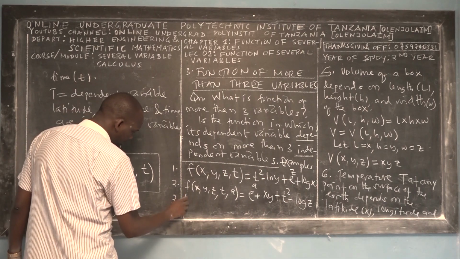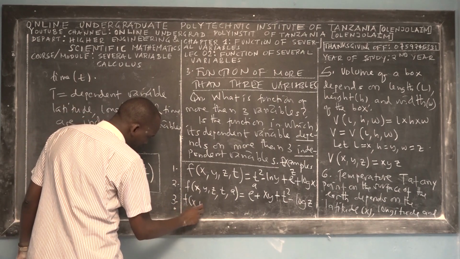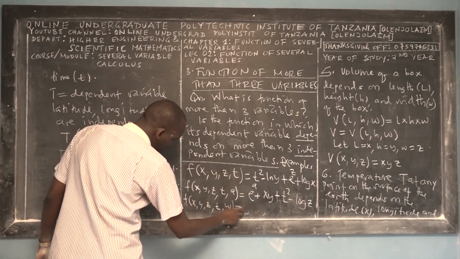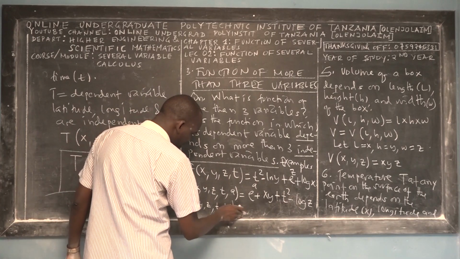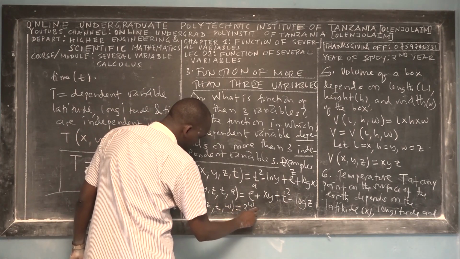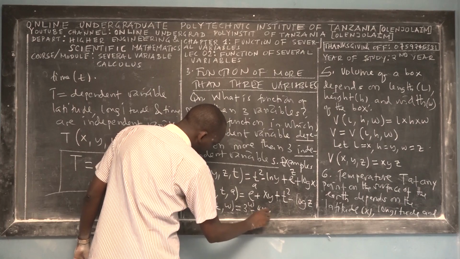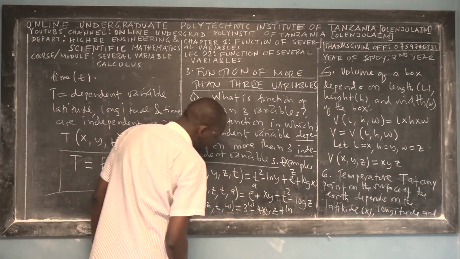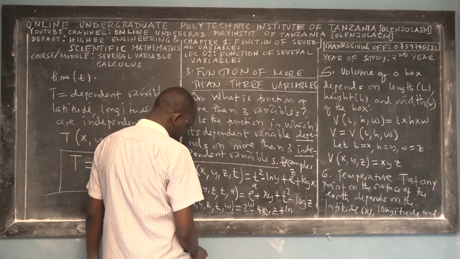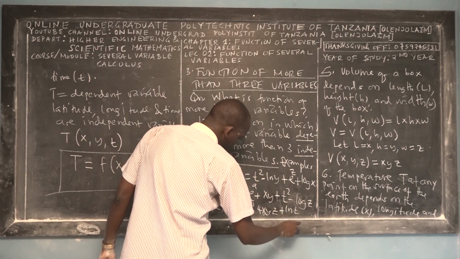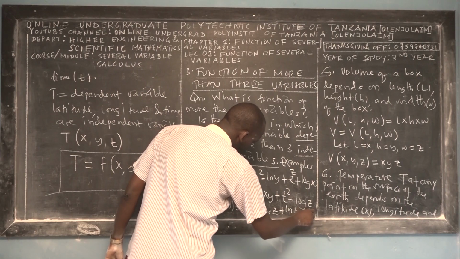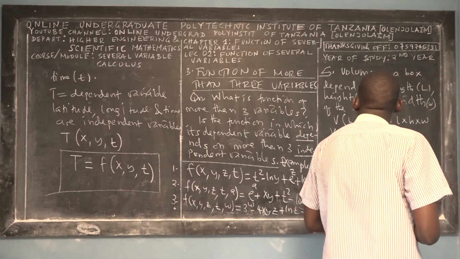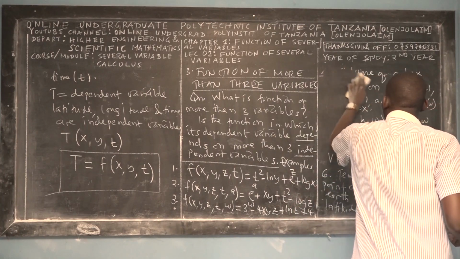For the third example, maybe we have f of x, y, z, t, w. This is equal to 3w minus 4xyz, then plus ln of t, then plus 4. So all of these are examples of functions of more than three variables.